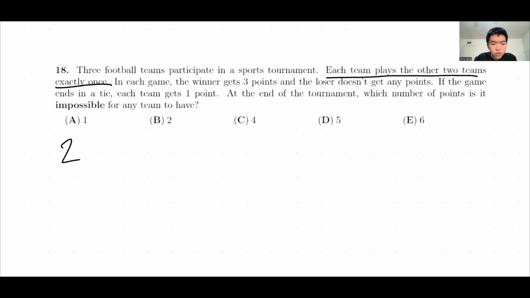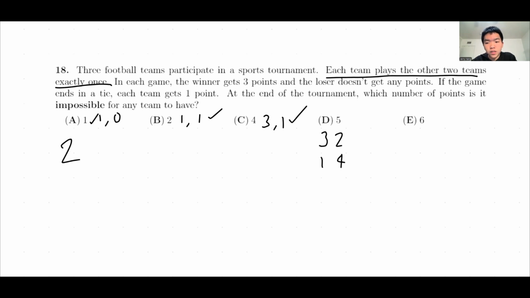So for A, this one's pretty simple. That means 1 tie and 1 loss, right? So A is possible. B means 1 tie and another tie. So that's also possible. C could be 1 win and 1 tie. So that's possible. D, you can't really make, right? You can't do 3 and 2. You can't do 1 and 4. So actually, D seems to be the one that's impossible, but let's just check and make sure, right?